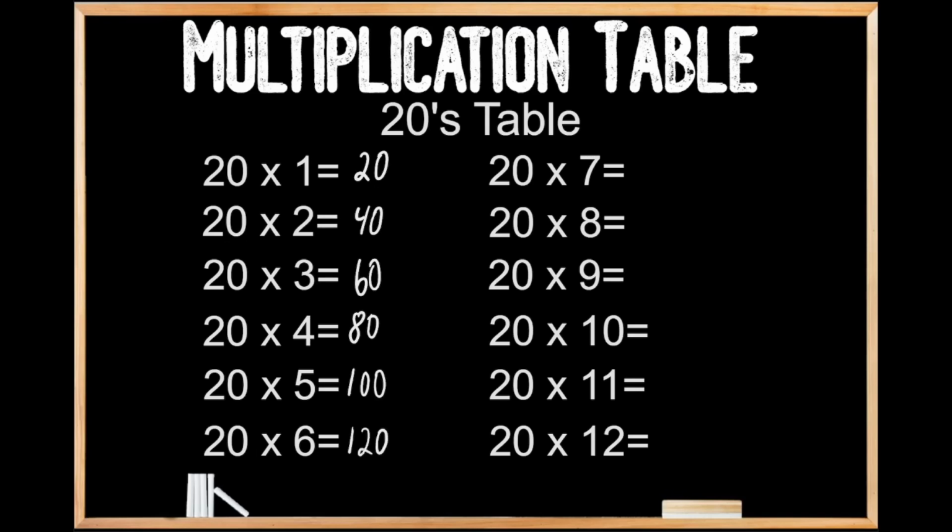20 times 7 is 140. 20 times 8 is 160. 20 times 9 is 180. 20 times 10 is 200. 20 times 11 is 220. And 20 times 12 is 240.